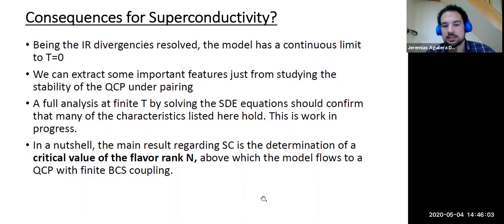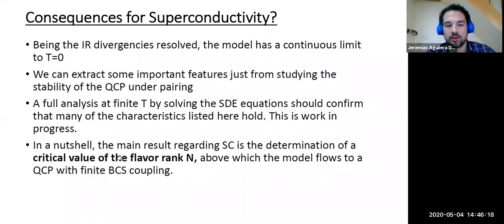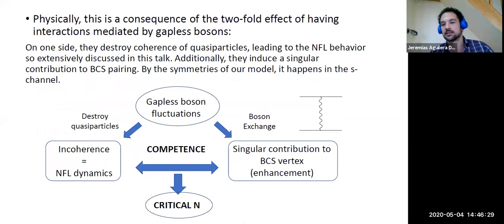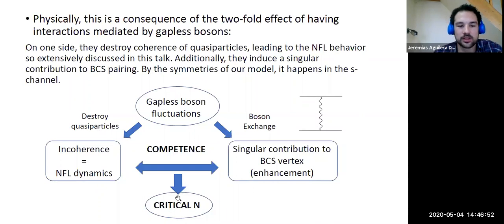In a nutshell, the main result is that there will be a critical value for the rank of the flavor group, this N. Above this critical value, for very large N's, the model will flow to a quantum critical point with finite BCS, so there is no pairing instability there. The converse happens for N small enough. Physically, the main reason is that the presence of the gapless boson has a dual consequence. On one side, the effect we have discussed most in this talk is that it destroys quasi-particles. It leads to incoherent states, which is equivalent to saying that the model acquires NFL dynamics.